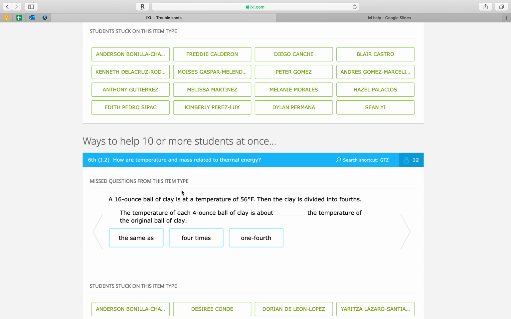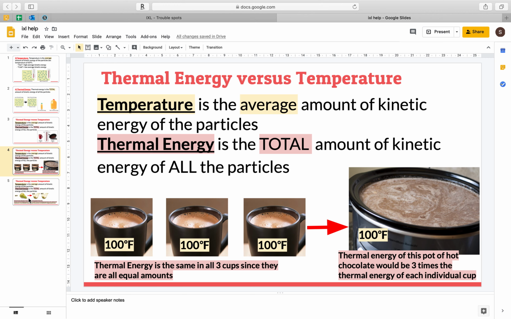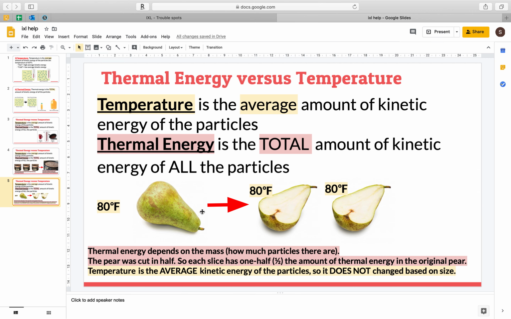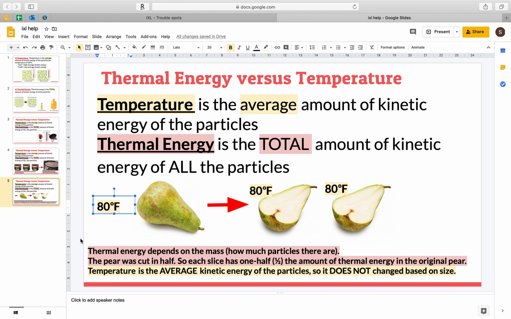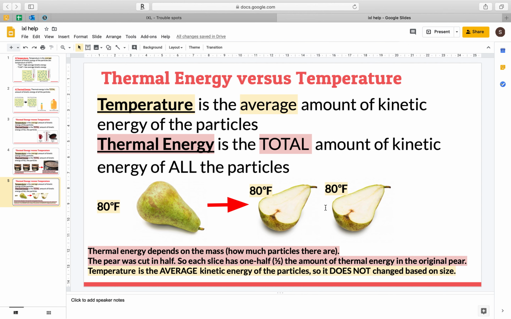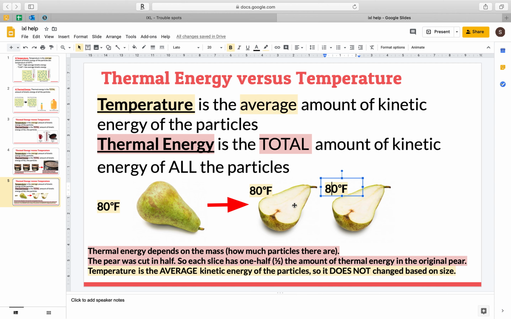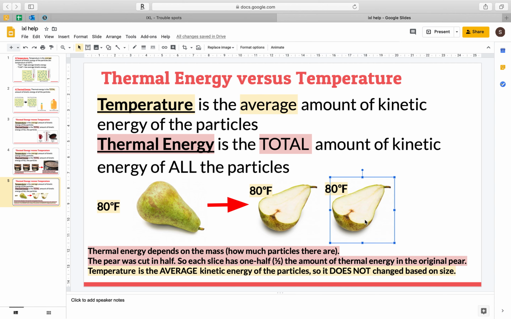Okay? Now, same for this one. This is going to talk about temperature, so let me show you a different slide over here. Now, imagine you have a pear, one pear, and it's 80 degrees Fahrenheit. If you cut this pear in half, remember the size, if the size changes, that doesn't matter for the temperature. The temperature is still going to be the same. So even if you cut a fruit in half, each piece has the same temperature as the original pear.